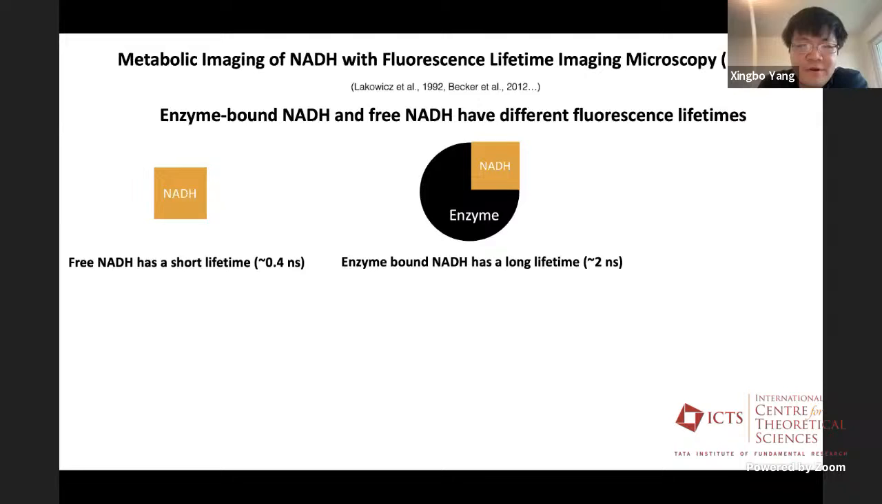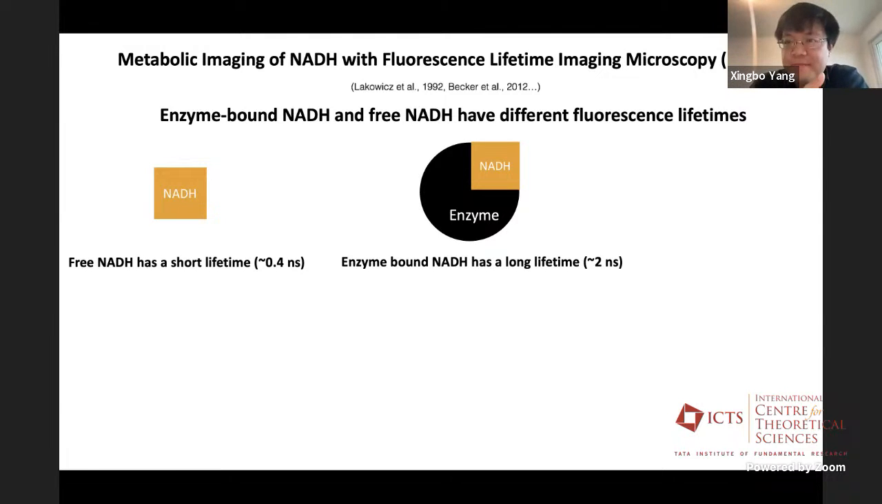Good. All right, very good questions. All right, so, okay, and then why do we measure? Why do we care about fluorescence lifetime, for example, for NADH? It's because NADH has two different forms, right? One is the free form. In general, I'm using the term form loosely.